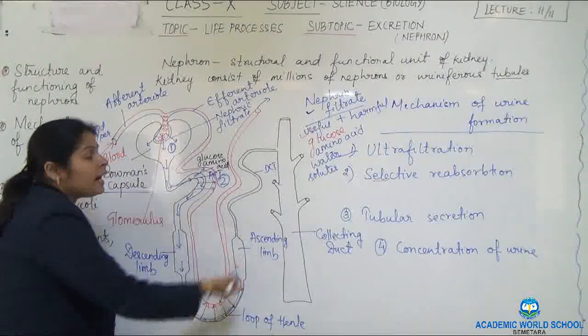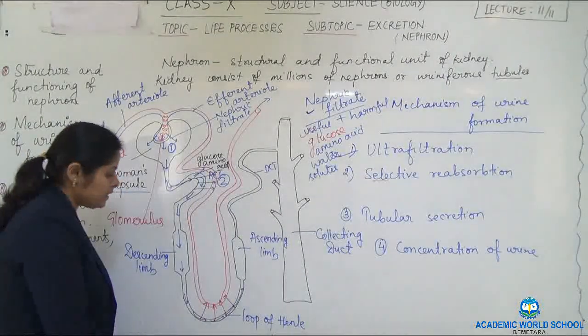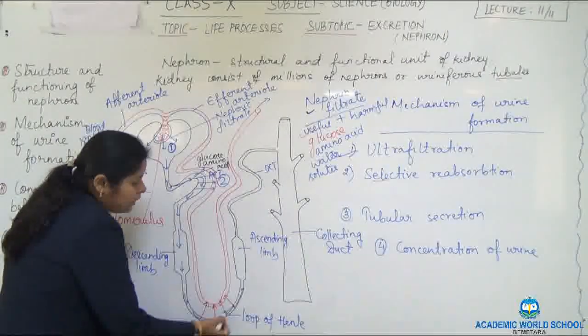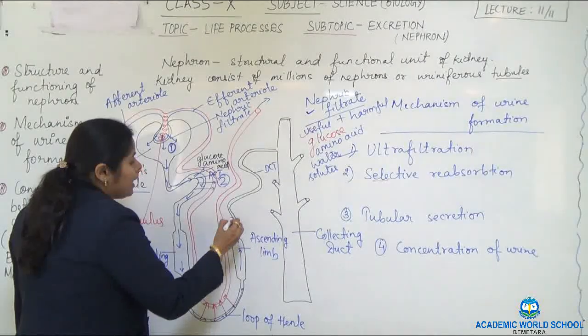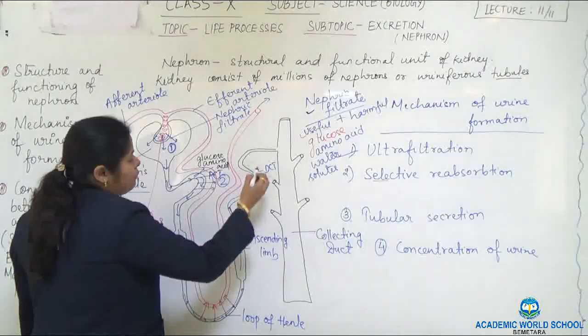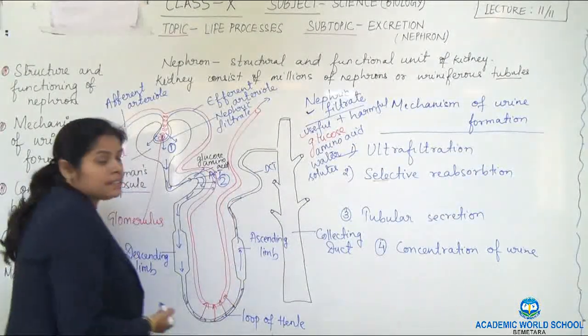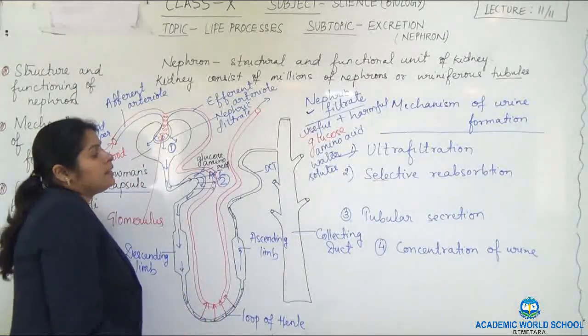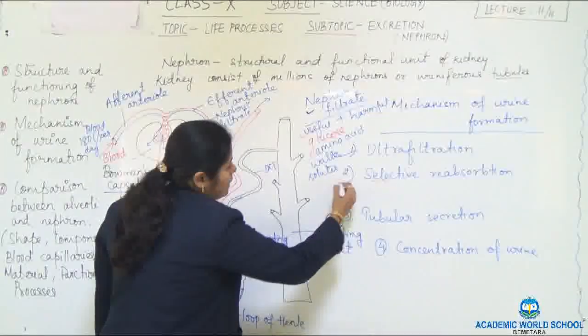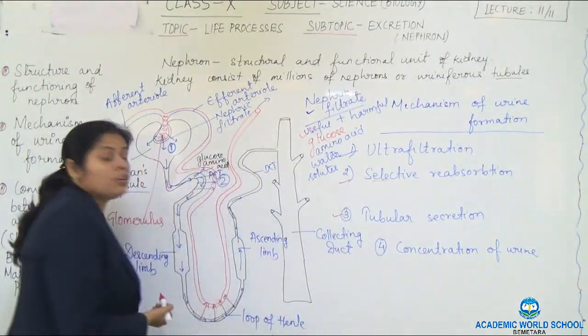So each and every part has a specific function to take place. Now when this nephric filtrate moves up from the ascending limb, it ascends up, and when it enters into the second folding that we have labeled as DCT, here in DCT two processes will take place. In DCT, selective reabsorption also takes place and tubular secretion also takes place.